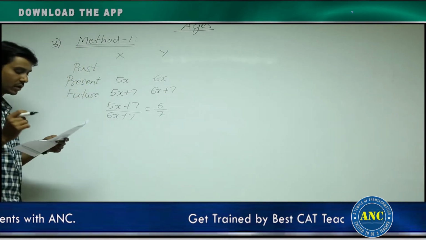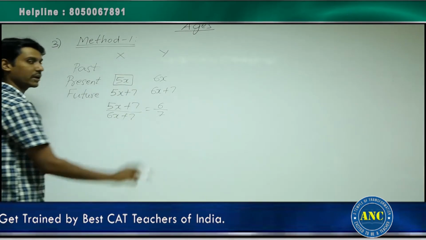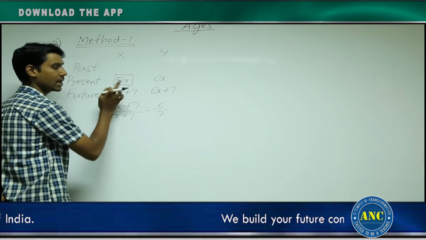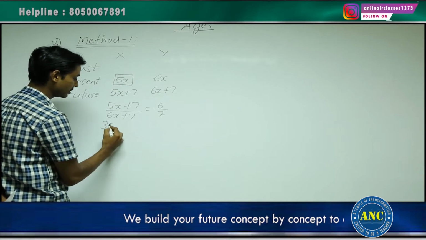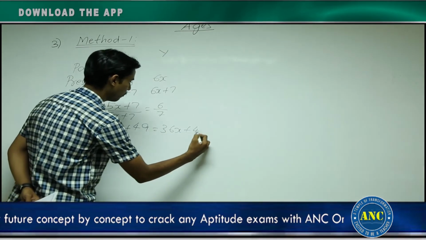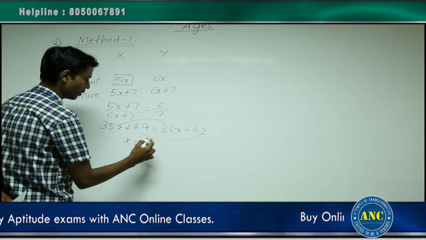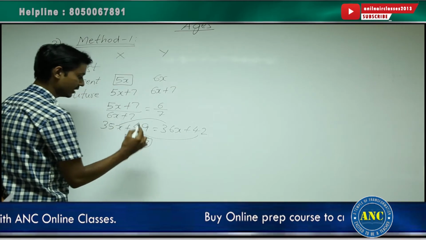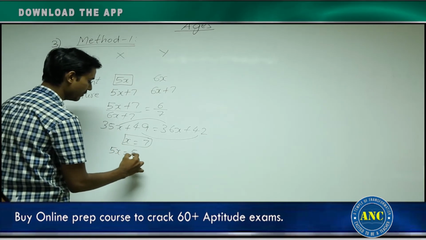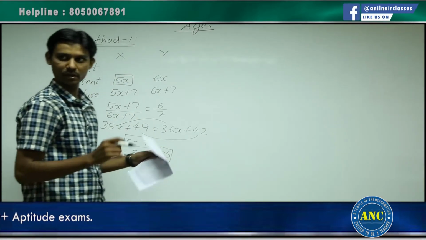What is the question? What is x's age in years? That means they are asking you the value of 5x. Simplify this, you will get the value of x. Substitute here, you will get that. So if I simplify, this is 35x plus 7 into 7 is 49, equal to 36x plus 42. So 36 minus 35 is 1, 1x is equal to 7. So x is 7. But I don't require the x value, I require the 5x value. 5x is equal to 5 into 7, which is 35. The answer for this question is 35. Clear with method 1?